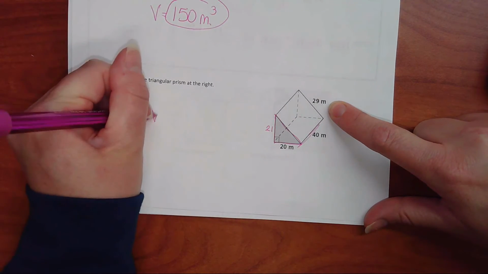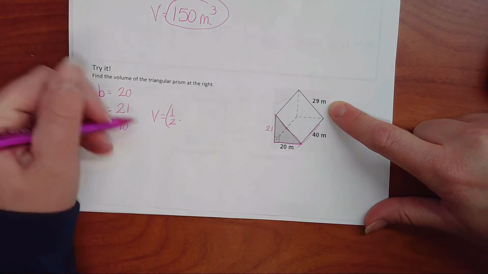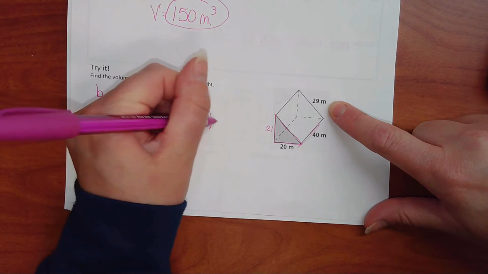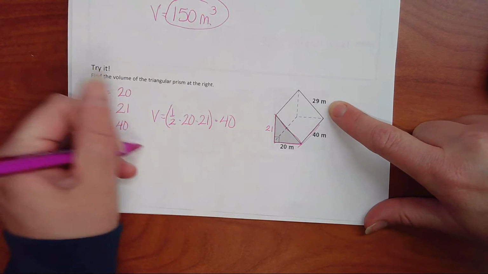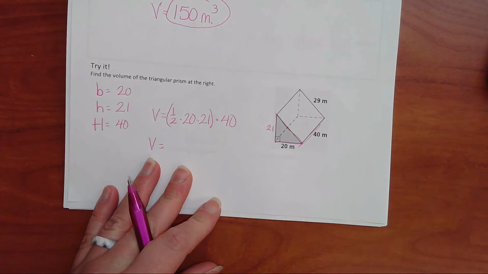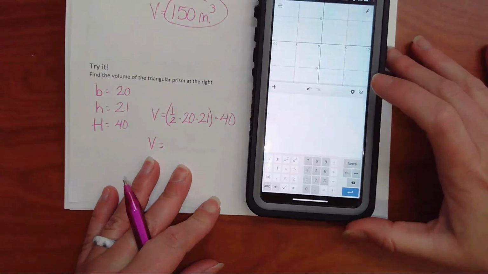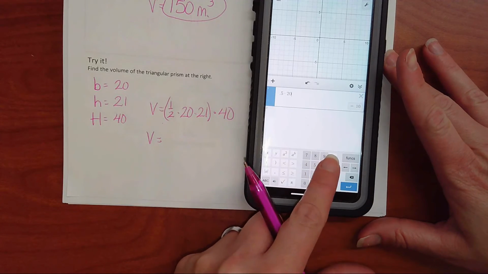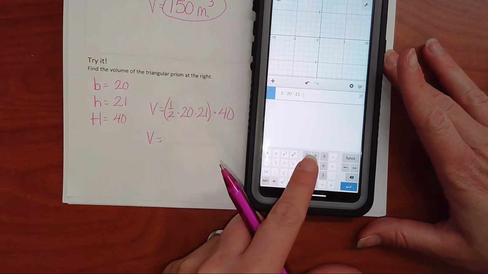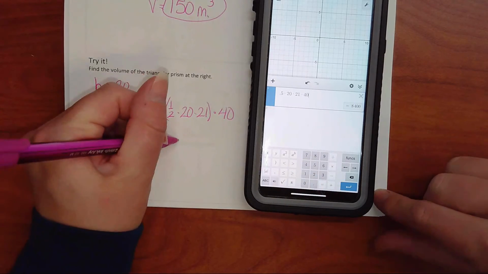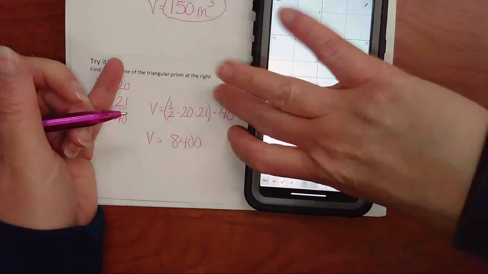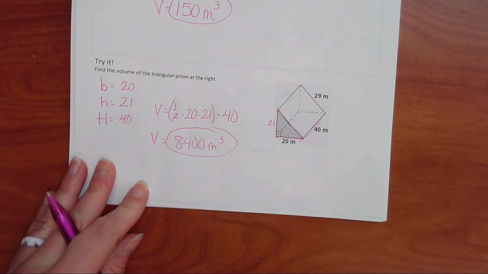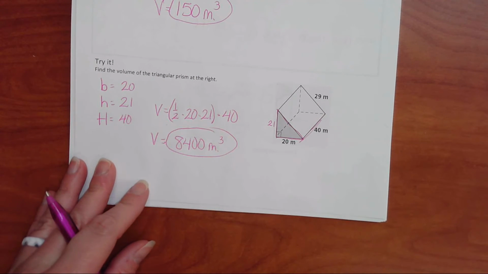So to find the volume, you do 1/2 times base times height of the triangle times height of your prism. So then we're going to plug that in. We do 0.5 times 20 times 21 times 40. And we get a big number, and that's okay, 8440, and then it's volume meters cubed. So that is it. That's all you would do to find the volume of a triangular prism.